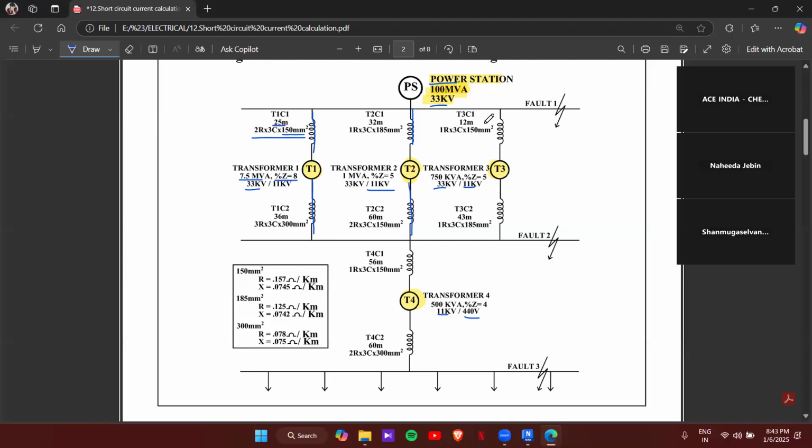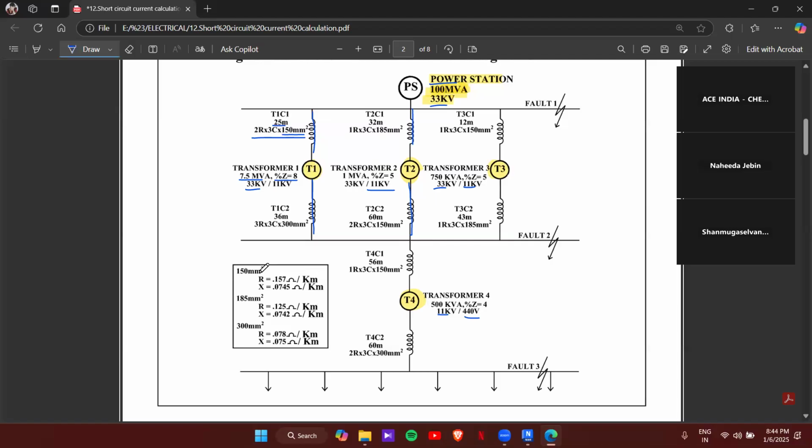Similarly, for each cable. For this calculation, I have only taken these three cables, because these are the only cables I'm using in this case. So I have only given these. I'll share the table, if it's available. That's the resistance and reactance value for each cable. So based on our equation, you can easily find out the short circuit current.